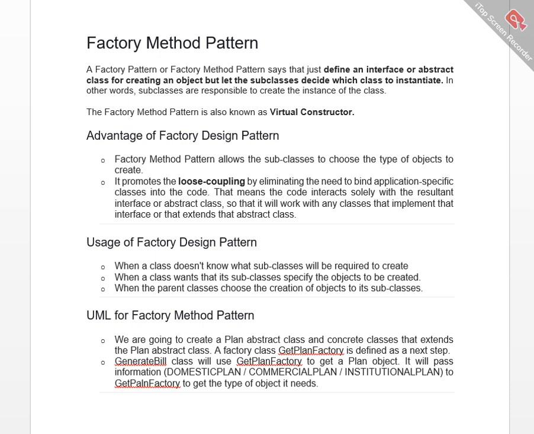So, the advantages of factory design pattern. The factory method pattern allows the subclasses to choose the type of objects to create. It promotes loose coupling by eliminating the need to bind application-specific classes into the code. That means the code interacts solely with the resultant interface or abstract class, so that it will work with any classes that implement that interface or that extend that abstract class.